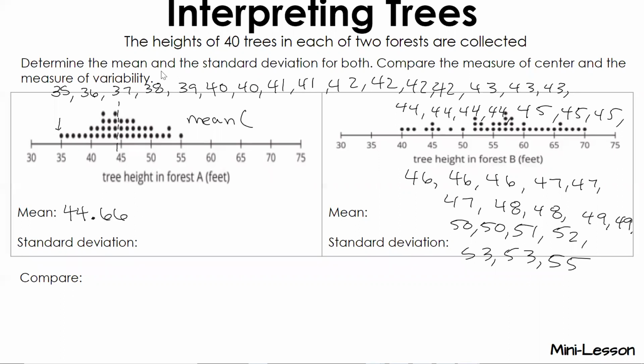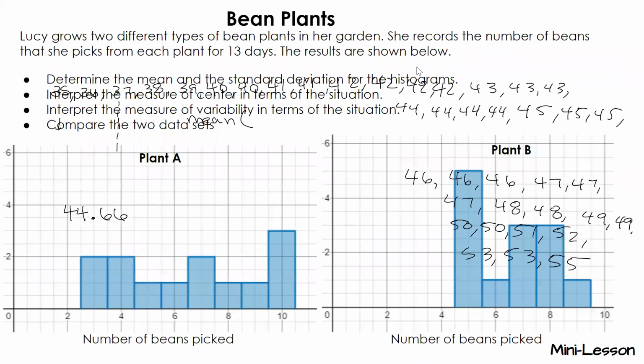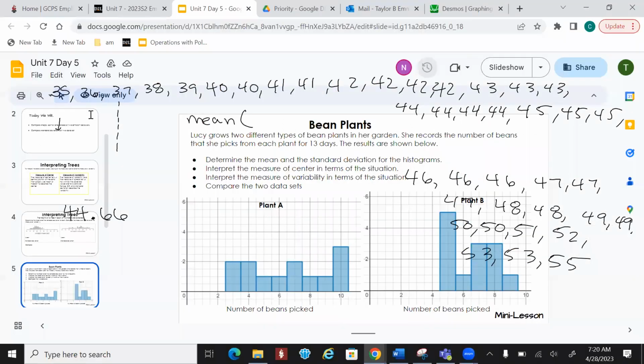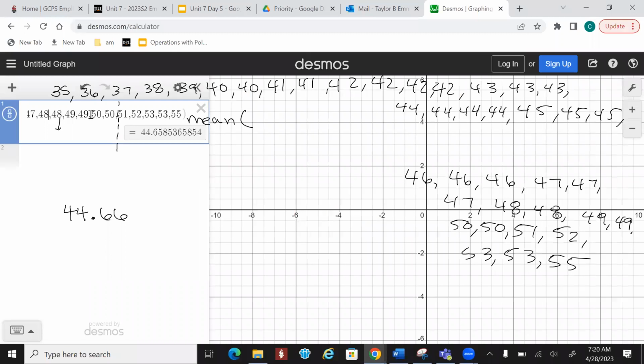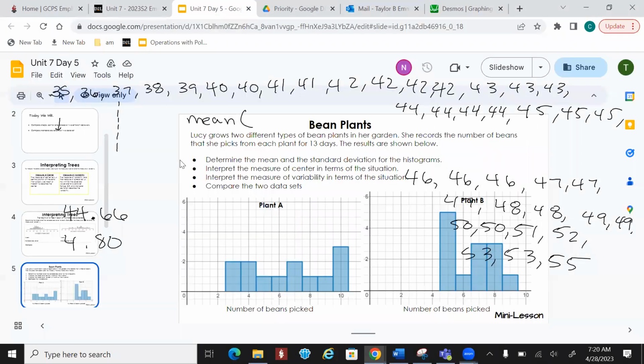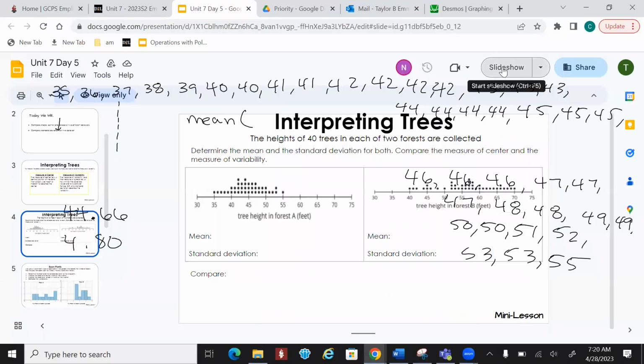Now for the standard deviation, we're going to do the exact same thing in Desmos. You could copy and paste all that, or I think you can type over it. Let's try and find out. So standard deviation is going to be 4.8. You were so worried I was going to have to type all that junk again.